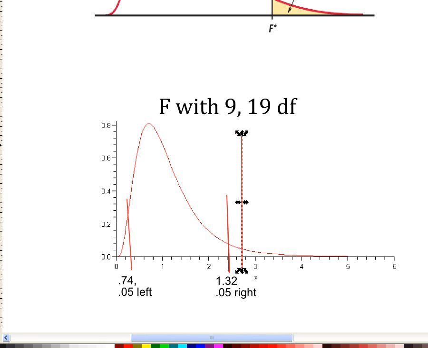So now let's look at a hypothesis with doing what's called an analysis of variance, which is another very common use of the F distribution.